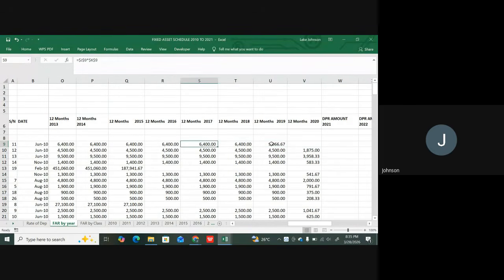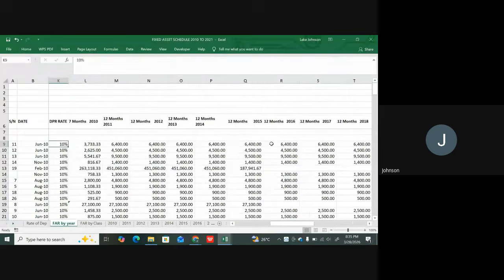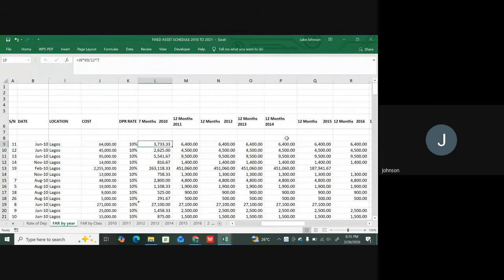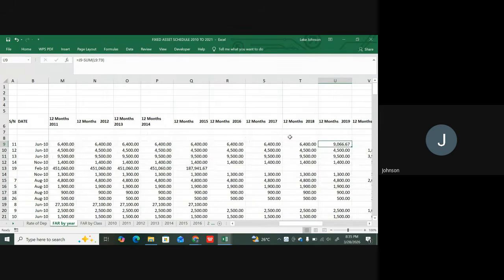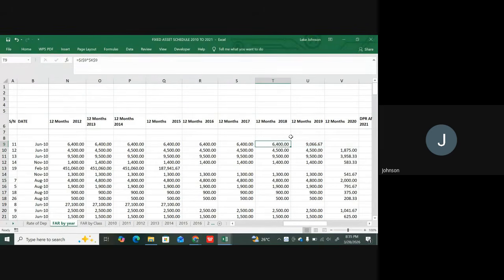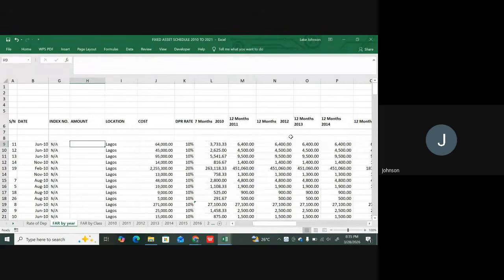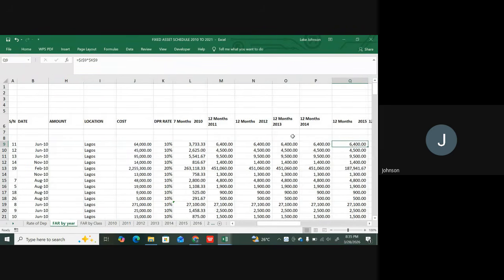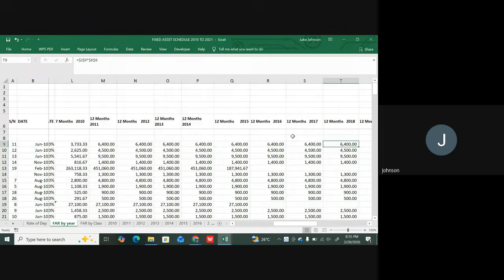So when we count, we come over here, we count from here, we say 1, 2, 3, 4, 5, 6, 7, 8, 9, 10. So the 10th year is going to be, if you add it to the first year, I think it should give you a full amount. So we count 1, 2, 3, 4, 5, 6, 7, 8, 9, 10.